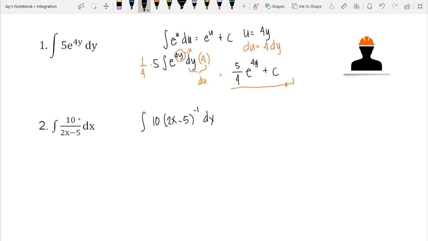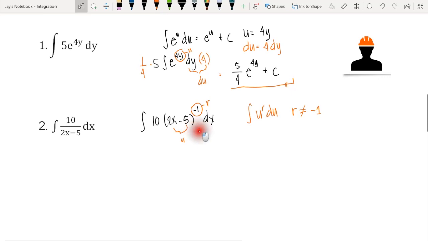However, take note, if this is our u, then this one could be our r. But in applying the u^r du power formula in integration, it should be noted that our r should not be equal to negative 1. Our r should not be equal to negative 1. So therefore, we cannot apply the power rule to this problem. Gets? I hope it makes it clear.